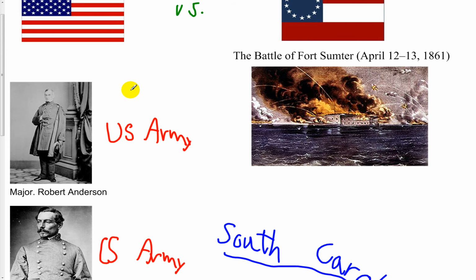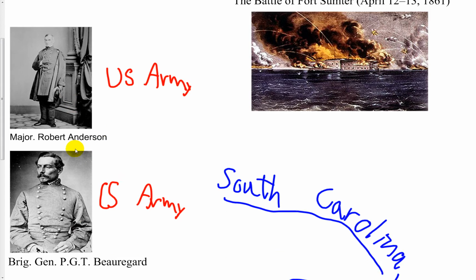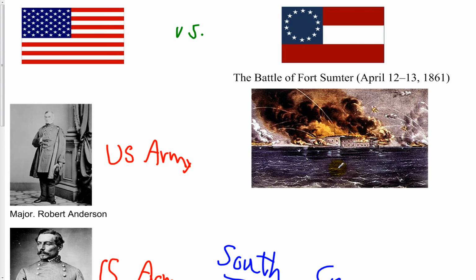Now, before we even get to the point, the leading commander of the U.S. forces inside Fort Sumter was Major Robert Anderson. It wasn't a very bloody battle, but it's often a symbol of the start of the Civil War. And the CS government demanded that they surrender. Basically, it was part of the southern states, part of the Confederate States of America.